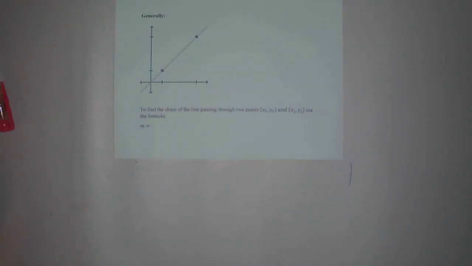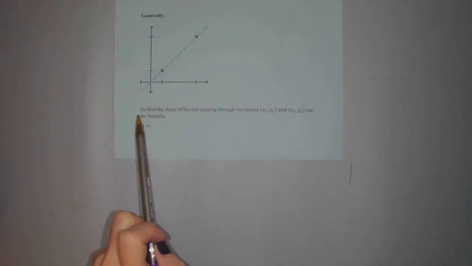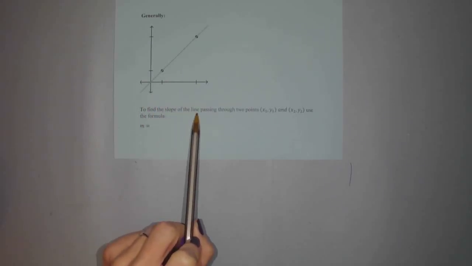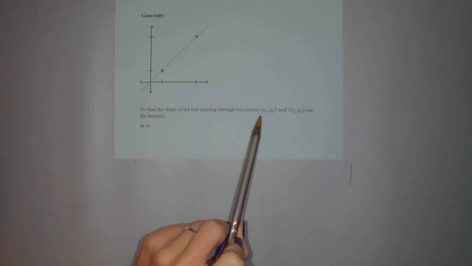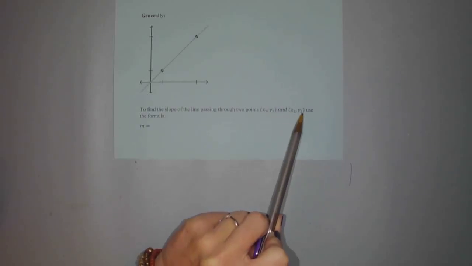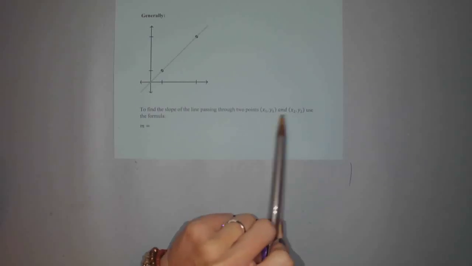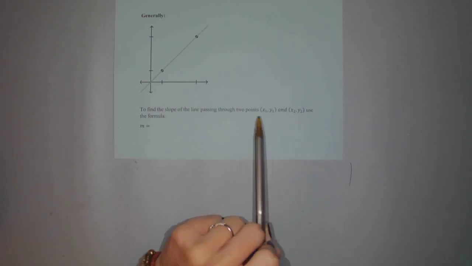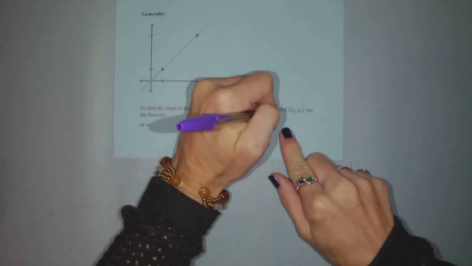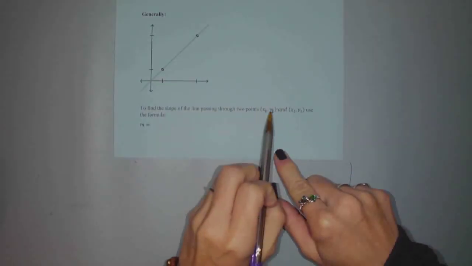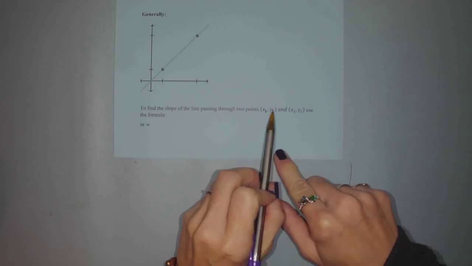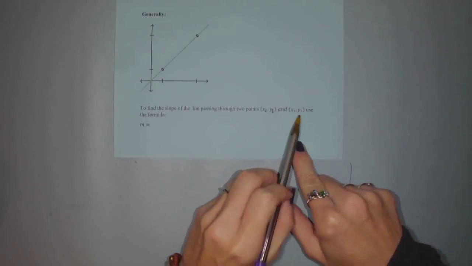In fact, let me do it. I'm not afraid. Look at what it says down here. It says, to find the slope of the line passing through 2 points, an X and a Y, and another X and a Y. And the only way we can decipher that these 2 points are different is that these little subscripts, these little ones, we're just going to call this the first point, X sub 1, Y sub 1. So some X and some Y, and another point.